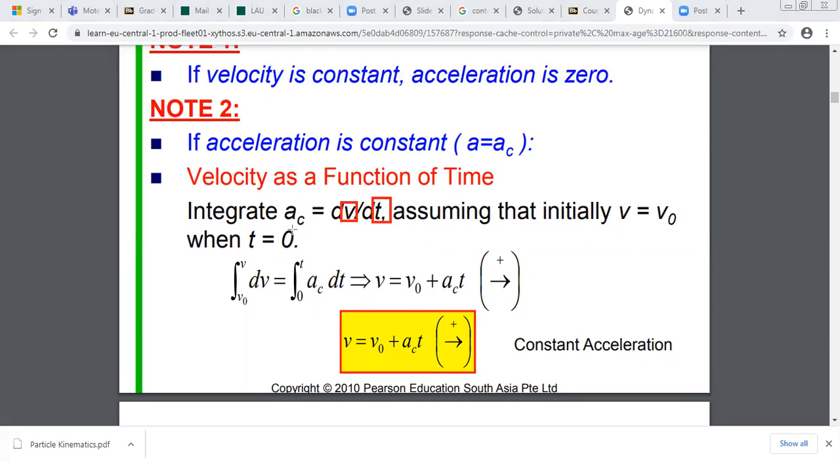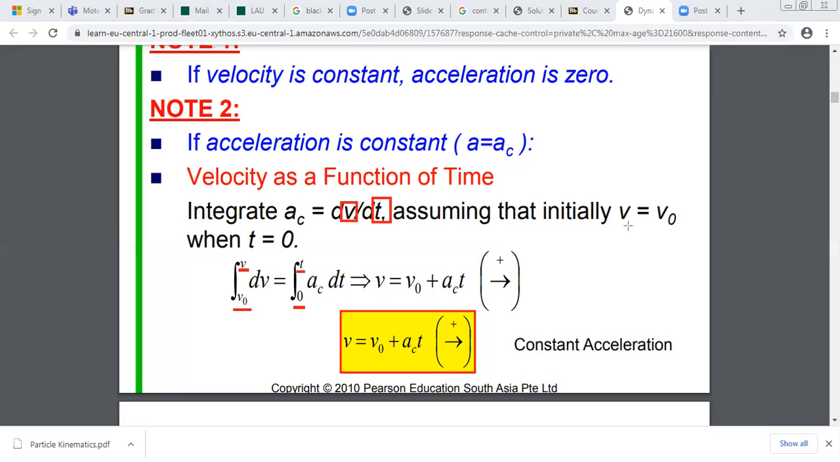So I take dt to the other side. I get dv equals a dt. And now I can integrate the two sides. For v, I integrate from initial velocity v0 until v. And for dt, I integrate from 0 to t. Now pay attention. To know from which boundary to start, it depends on the boundary condition given.